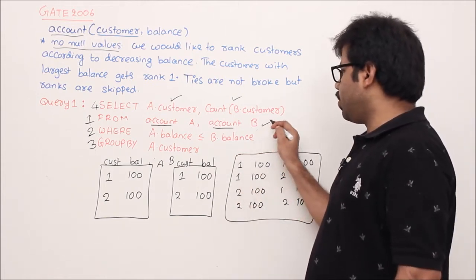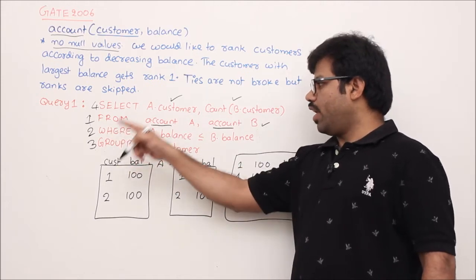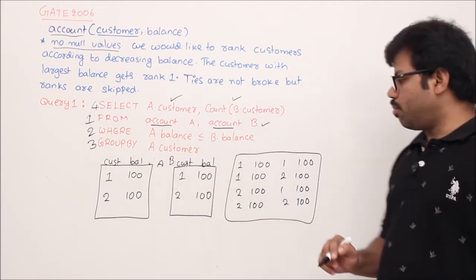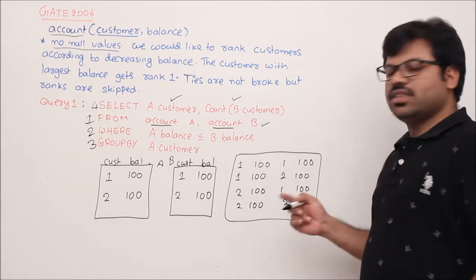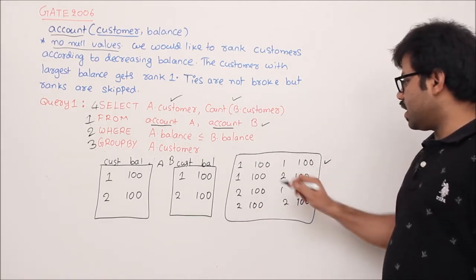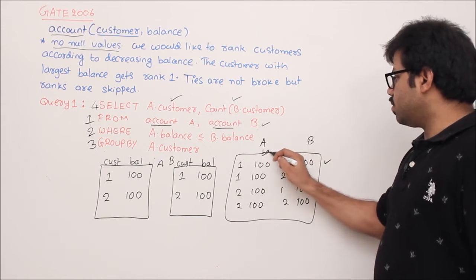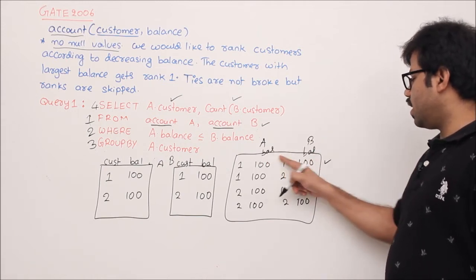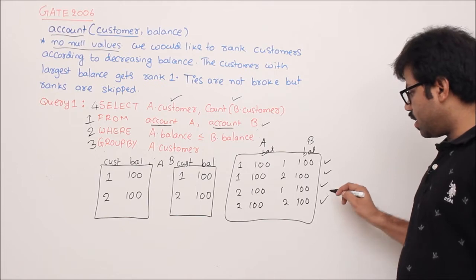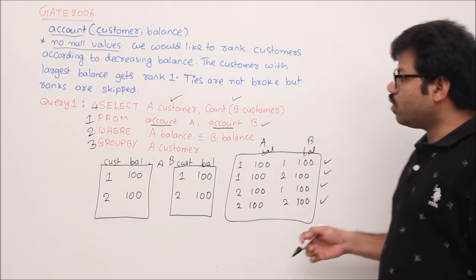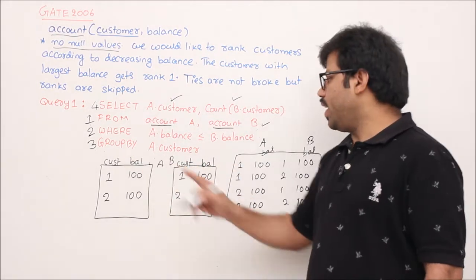Once the Cartesian product step is done, then step number 2, where clause A dot balance less than or equal to B dot balance. Since all the balances are the same, this condition will always be satisfied. See, this is A, this is B, this is balance, this is balance. So always A dot balance is less than or equal to B dot balance. Correct everywhere. So what to do then? Group by A dot customer.